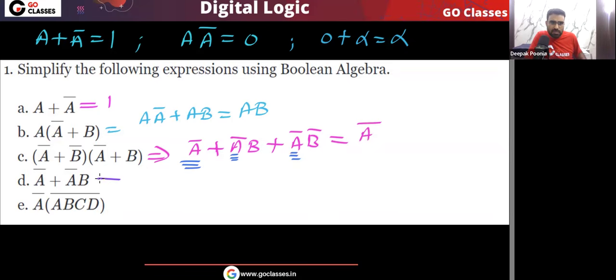Let's see option D. For option D, you can see A bar or A bar B, you can apply the absorption law, and this will simply become A bar.